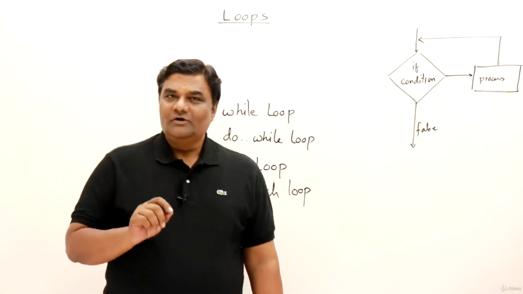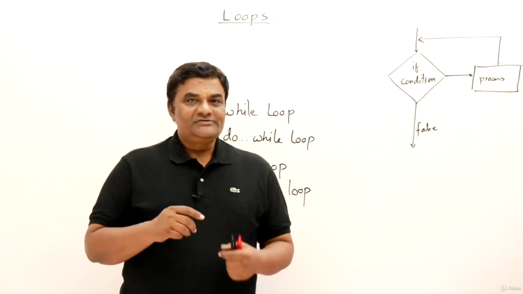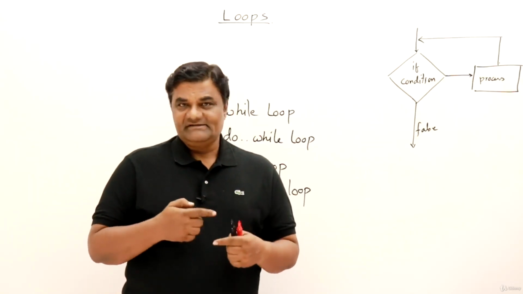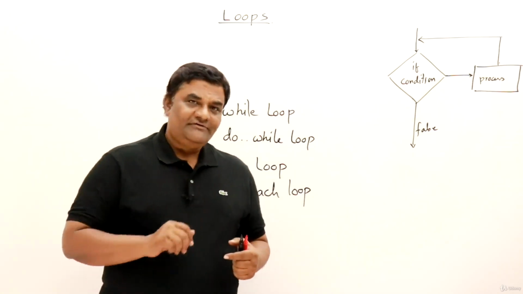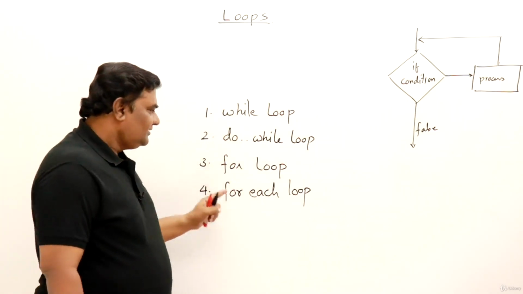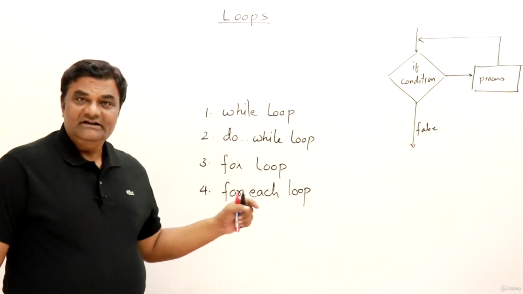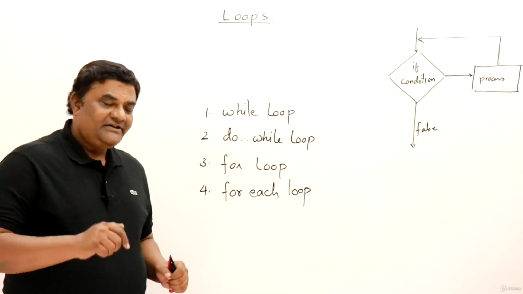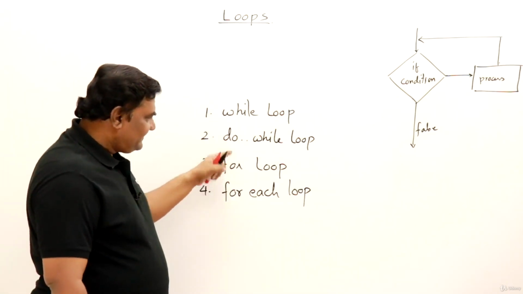In this video, we will learn about loops. Loops are repeating statements. There are four types of loops in Java: while loop, do while loop, for and for each loop. In this video, I will explain about these three loops.